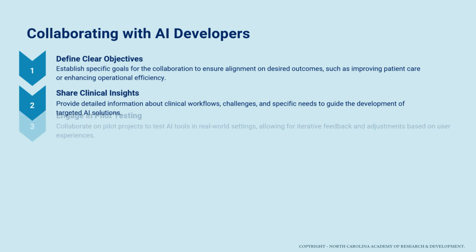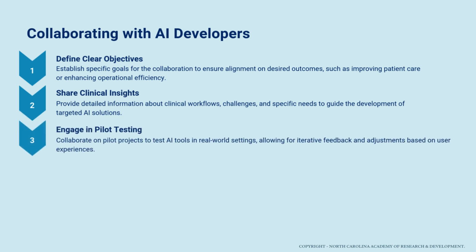Step 3. Engage in pilot testing. Now, don't expect perfection in version 1. Pilot testing is where the learning happens. Run the tool in a real-world setting, collect feedback, and refine iteratively. This is your chance to shape the tool before it goes live. So, be honest. Be curious. What worked? What felt clunky? What surprised you?